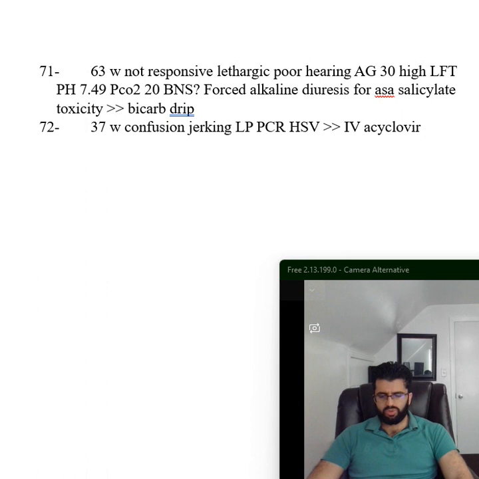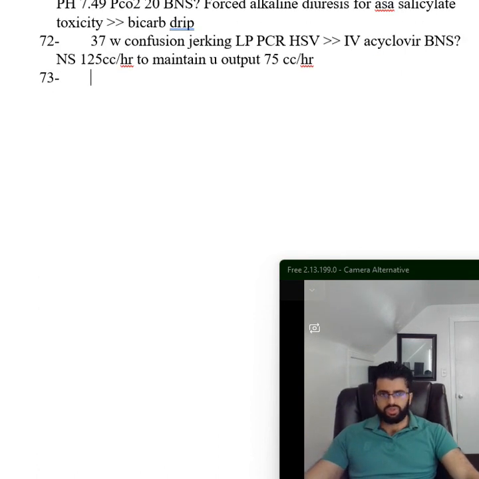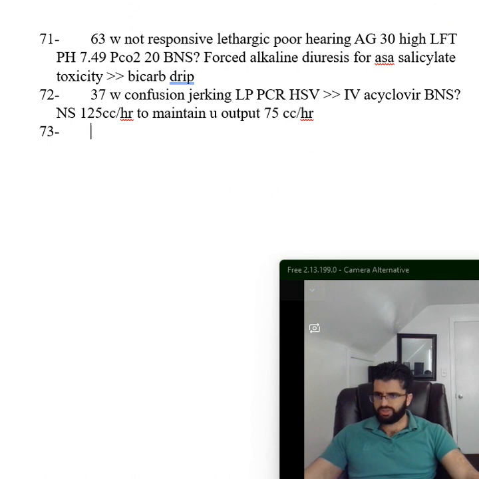So what would you do as the best next step? You want to give normal saline 125 cc an hour with acyclovir. Why? To maintain urine output of 75 cc an hour. So you need to maintain good urine output, okay, for these patients.